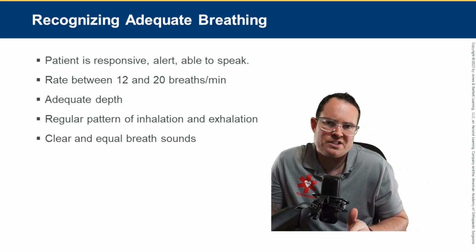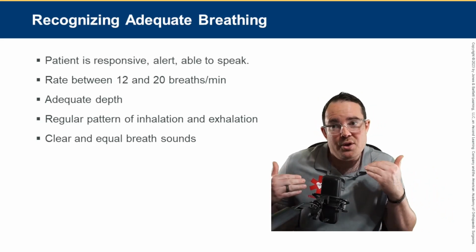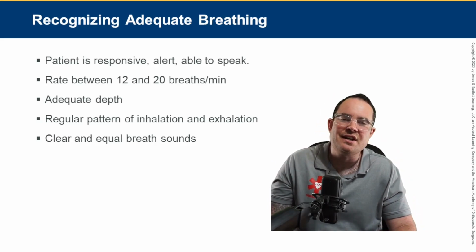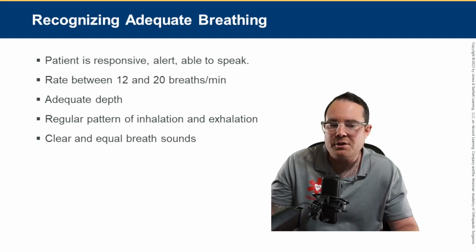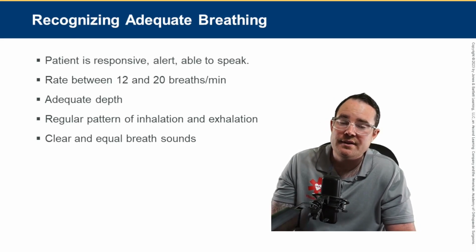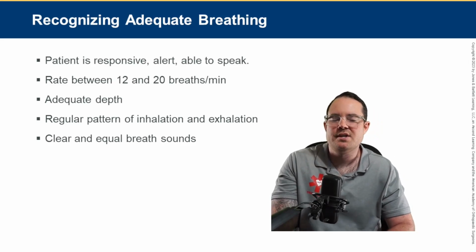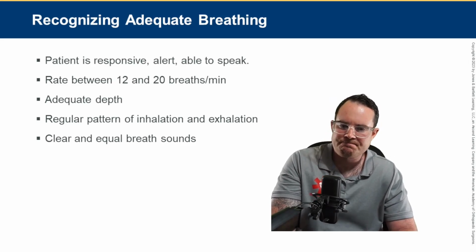Then all of a sudden it's really slow. And now I'm not breathing again. And it's just all over the place, erratic. This is considered an irregular breathing pattern. And irregular breathing patterns could indicate intracranial pressure, right? We might be talking a little bit about some of those patterns later.